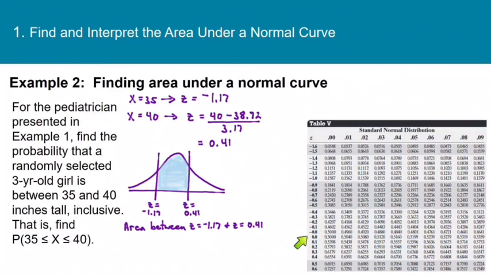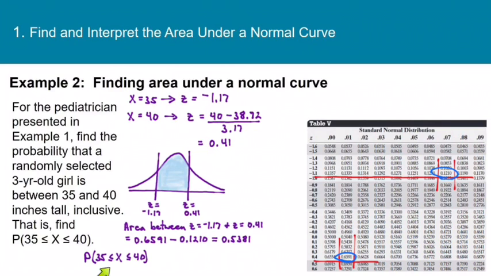So according to the table, the area to the left of z equals 0.41 is going to be 0.6591, and the area to the left of negative 1.17 is going to be 0.1210. And so evaluating that subtraction, we find the area between those two z-scores is 0.5381. And so we can state our final answer this way. The probability that x is between 35 and 40 is equal to 0.5381.